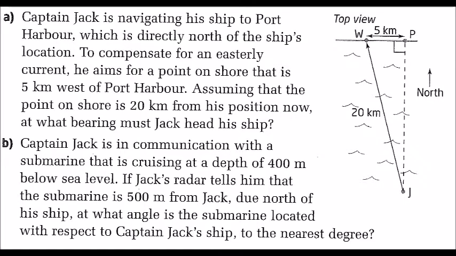Section B of this example. Captain Jack is in communication with a submarine that is cruising at a depth of 400 meters below sea level. If Jack's radar tells him that the submarine is 500 meters from Jack, due north of his ship, at what angle is the submarine located with respect to Captain Jack's ship to the nearest degree?